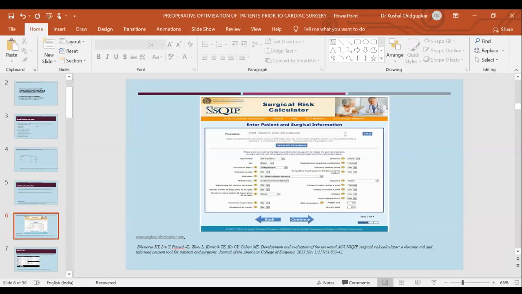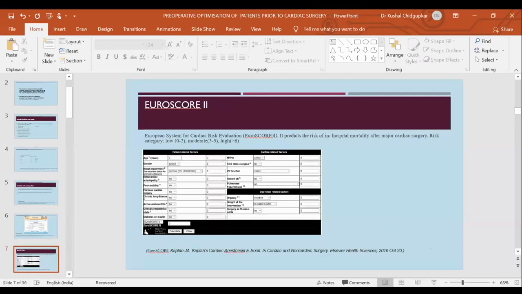The third one is the Euroscore, which is the European System for Cardiac Risk Evaluation. For that also, we have to fill in some points, for example, age, gender, renal impairment, extracardiac arteriopathy, and it predicts the risk of in-hospital mortality after major cardiac surgery. Risk category is low for 0 to 2, moderate 3 to 5, and high is 6 or more.